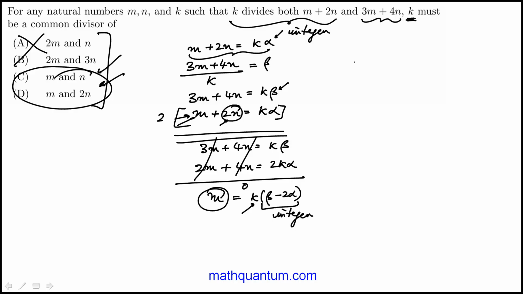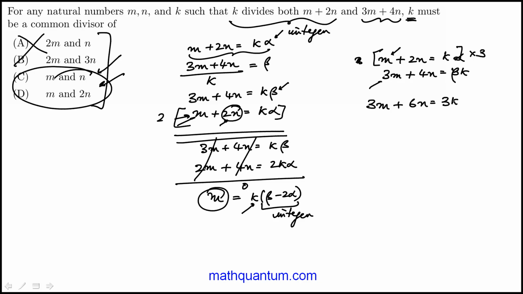But we'll do the same thing again. And in this case, I will eliminate m and see what is the relationship between k and n. So I'll multiply this first equation by 3 so that these coefficients match. So the first equation becomes 3m plus 6n is equal to 3k alpha. The second one remains the same.